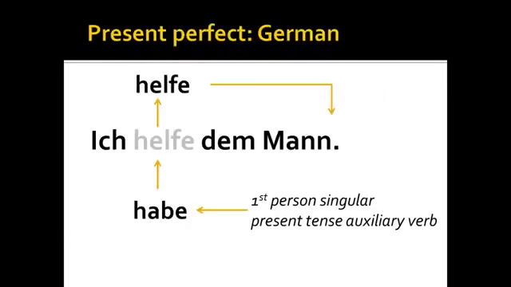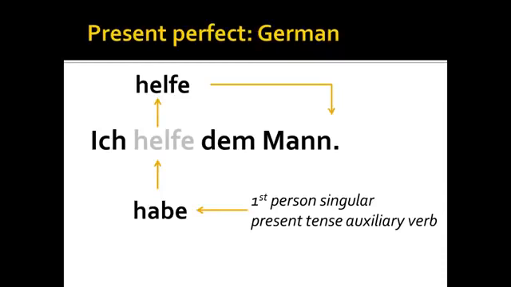What I'm going to do is take, as we did in English, the verb helfe and remove it from the second position. This opens up a gap right after the subject of the sentence, ich. So, I'm going to take the auxiliary verb habe and drop that into the second position. So again, I have subject-verb agreement, ich habe. First person singular present tense auxiliary verb that agrees with the first person singular personal pronoun.